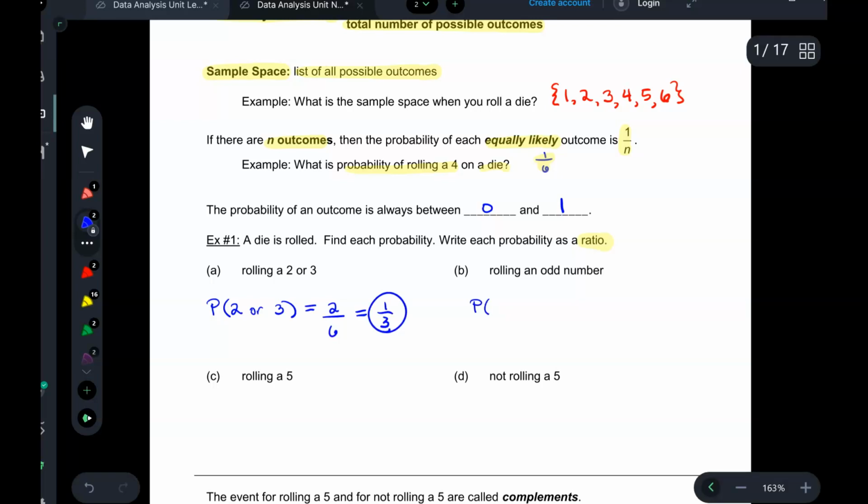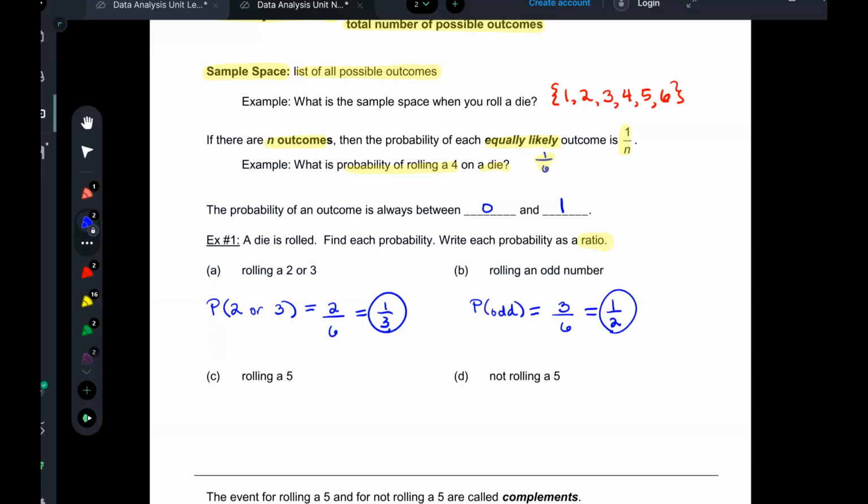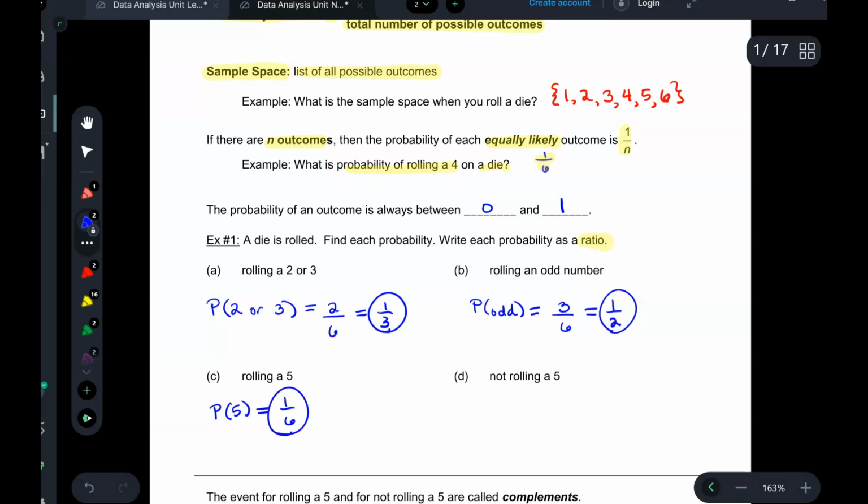Okay, what about the probability of rolling an odd number? Well, how many odd numbers do we have? We have 1, 3, and 5, so 3 of them out of 6. So you have a 1 out of 2 chance of rolling an odd number. Probability of rolling a 5, that's 1 out of 6, right? There's only one 5. Well, what's the probability of not rolling a 5? So that would be a 1, 2, 3, 4, or a 6. So that would be 5 out of 6.